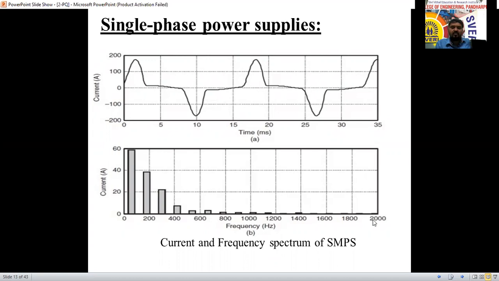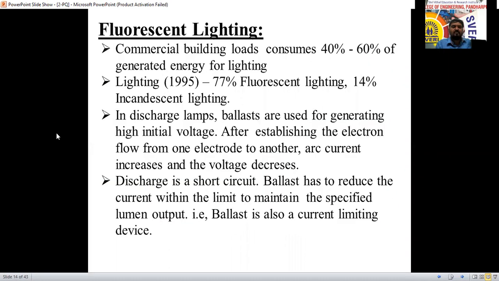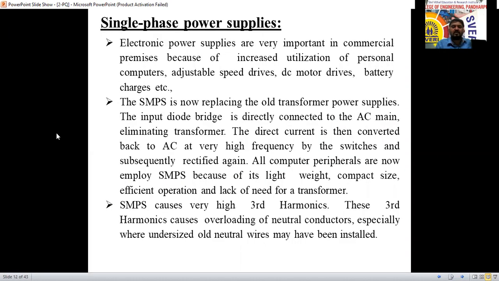It is for the 2 kilohertz, the current will become 0, or it is going to distort completely. It is 0 by increasing the frequency. This is how the frequency will vary over there. We can find here now. So this is for the single phase power supply. We have considered SMPS and computers, which we have discussed here.